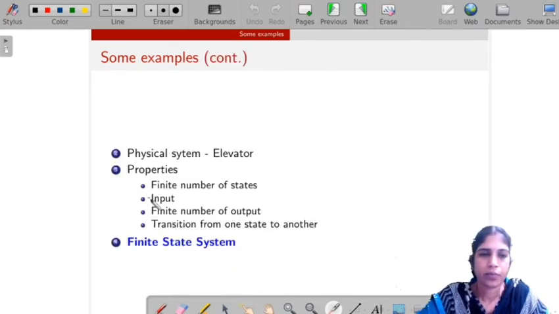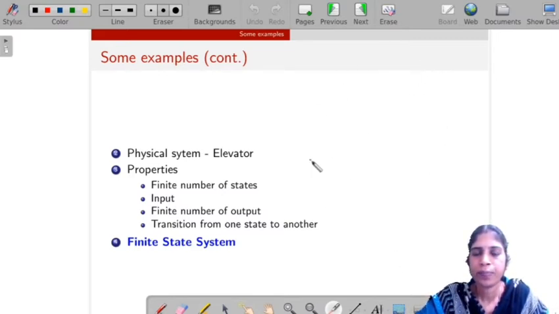Consider another example, a physical system, an elevator. Suppose there is a multi-storied building, a 5-storied building. A person wants to go to the second floor. So he gives a request, second floor. Suppose the elevator is on the ground floor, it moves from the ground floor to the second floor. From the second floor, he then gives another request to the 5th floor, then it goes from the second floor to the 5th floor. Like that it moves from one state to another state.